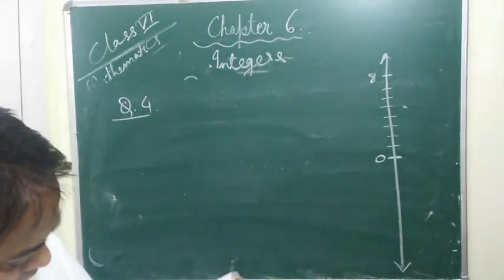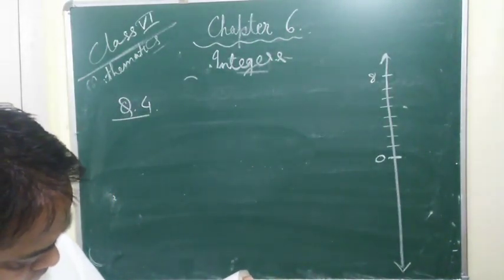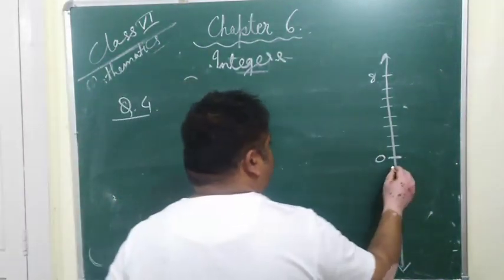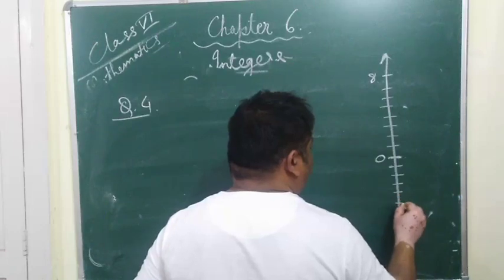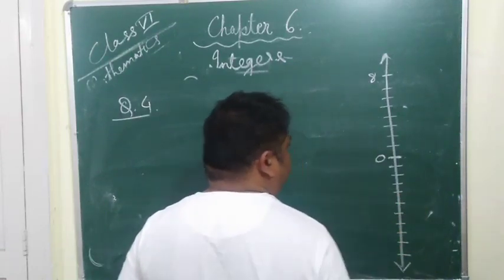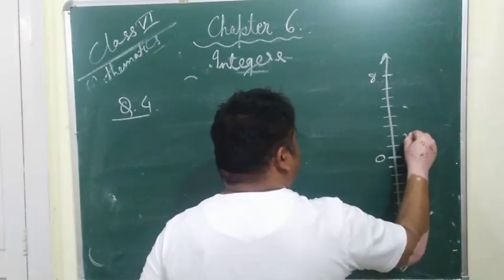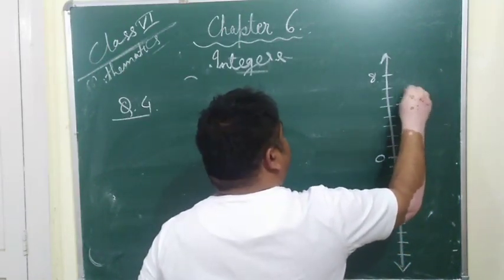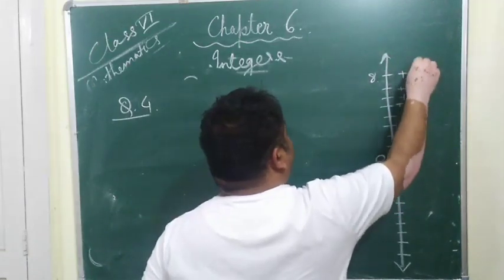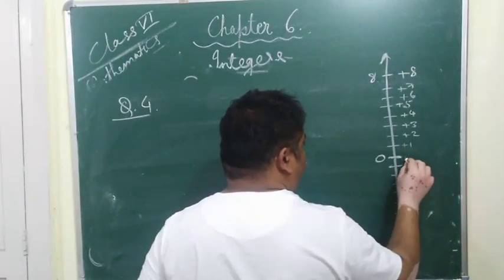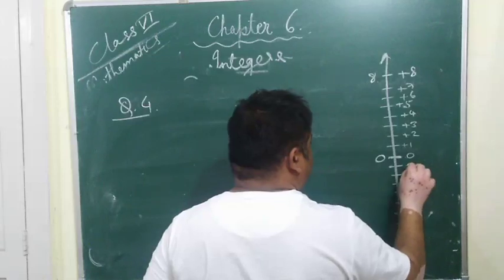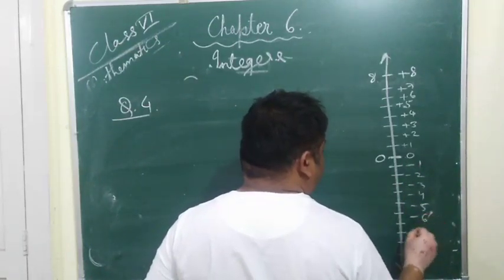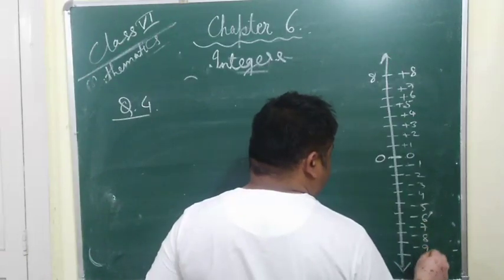Below, how many divisions are there? Below I can see that there are 10 divisions up to -10. So 1, 2, 3, 4, 5, 6, 7, 8, 9, 10. This is plus 1, plus 2, plus 3, plus 4, plus 5, plus 6, plus 7 and plus 8. This is 0, minus 1, minus 2, minus 3, minus 4, minus 5, minus 6, minus 7, minus 8, minus 9 and minus 10.